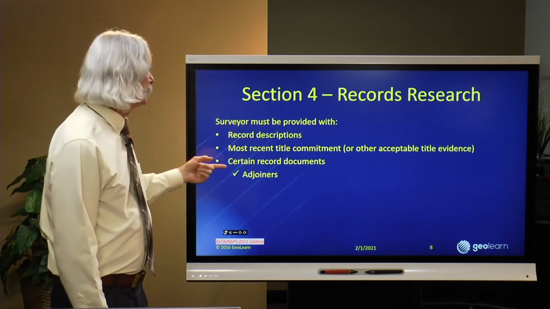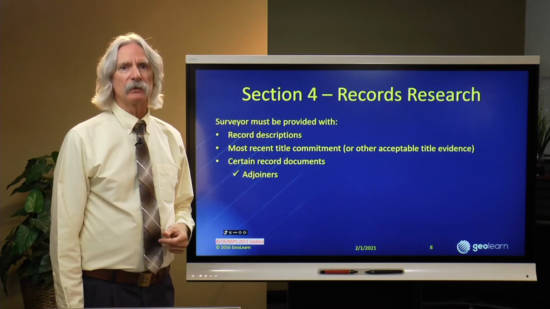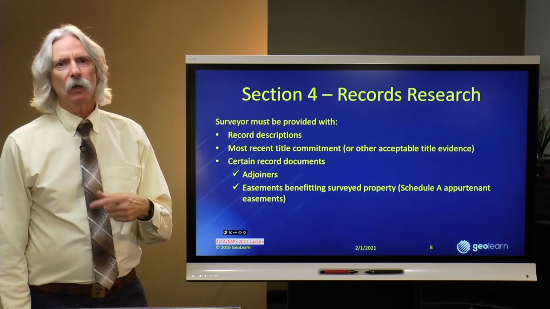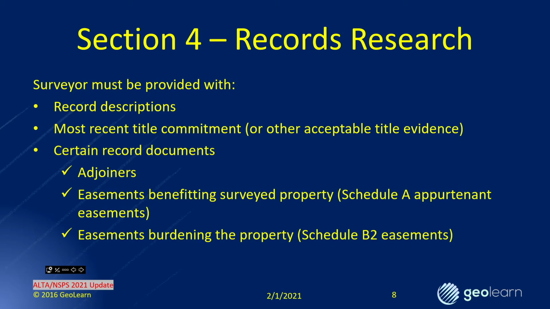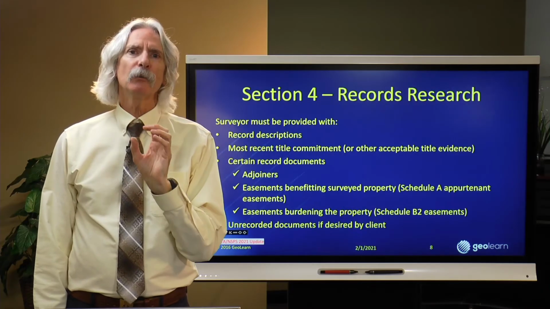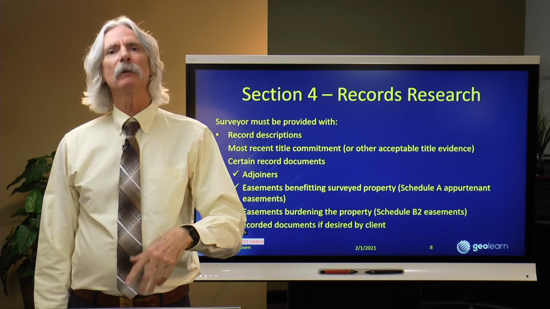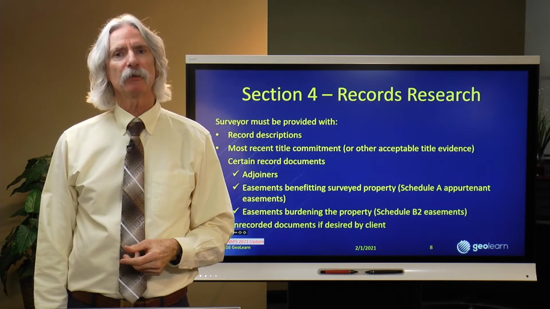First are the deeds for the adjoiners. Second are the easements that benefit the surveyed property. Now, these will normally be listed in Schedule A of the title commitment. These are the insured easements. And the third item are the easements that burden the property, and these will be the easements listed in Schedule B2 of the title commitment. Then there are the unrecorded documents that someone may want the survey to make reference to.